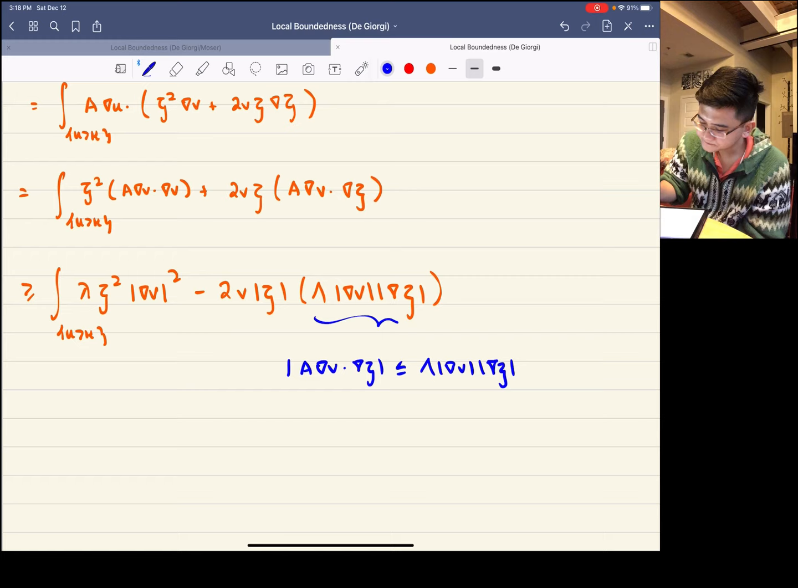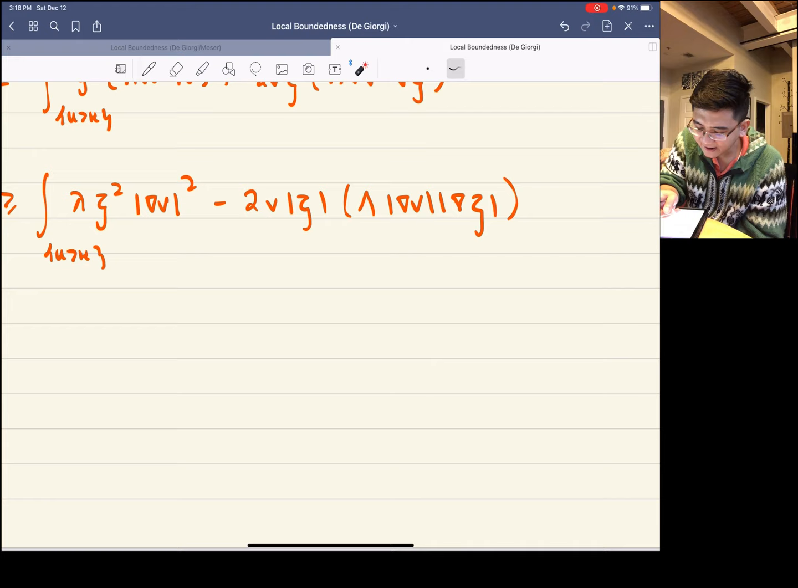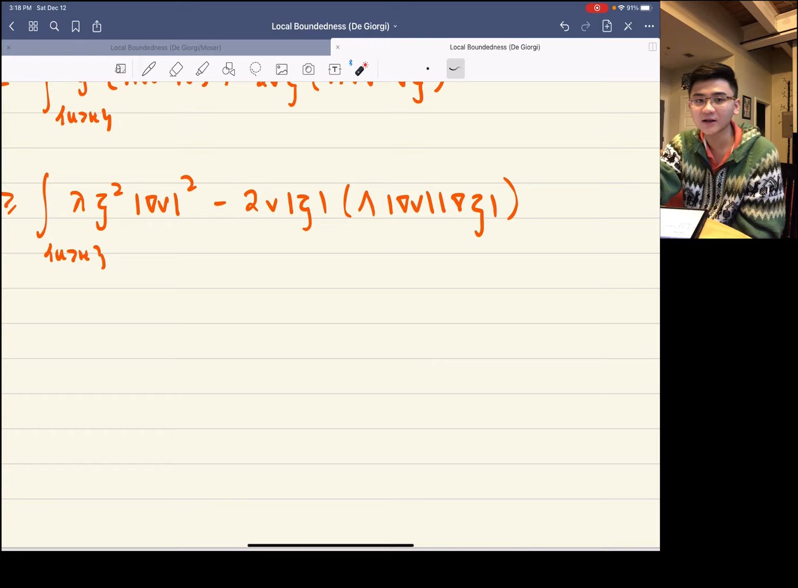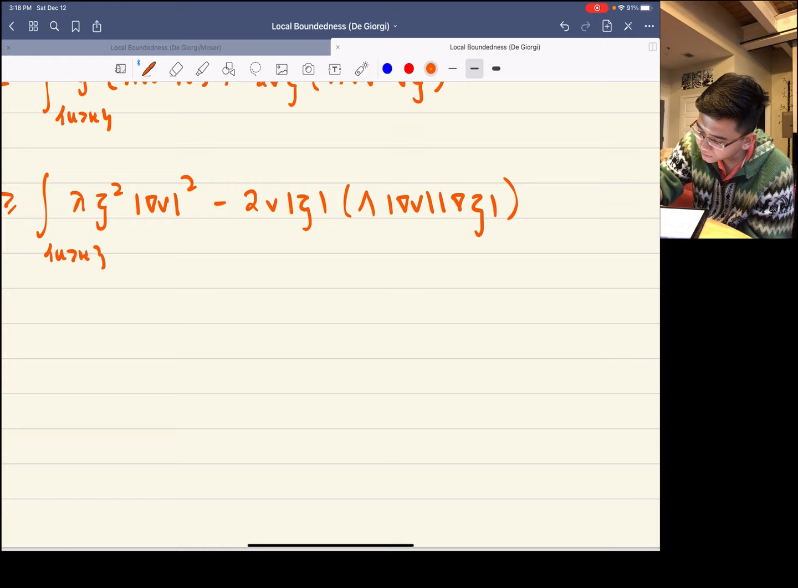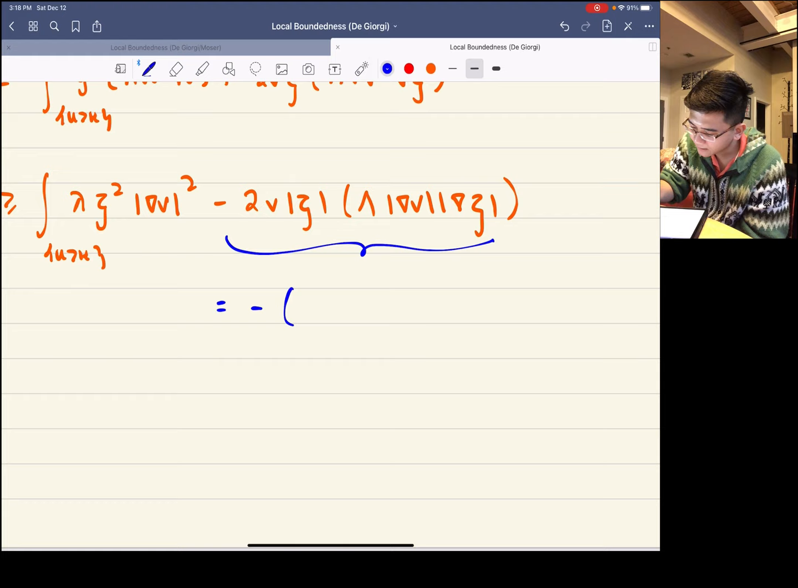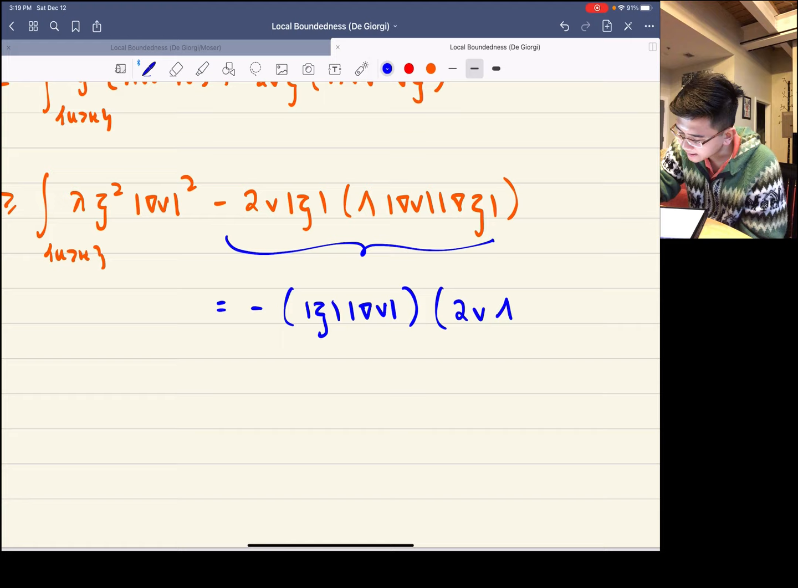Now we're going to do the trick, because what do we observe here? This has zeta and grad V terms, and we have zeta and grad V here. So we're going to use the trick of Cauchy's inequality with epsilon in order to combine that with this. So I am going to group the absolute value of zeta, the magnitude of grad V, and the other things. So you have 2 lambda V grad zeta.